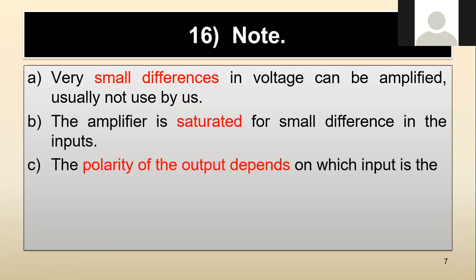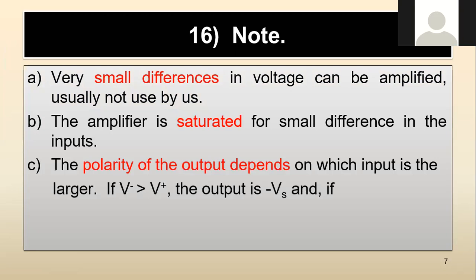And the polarity of the output depends on which input is greater. If the negative, the inverting input is greater than the positive, then it will go straight away, because of the large amplification, to negative supply voltage. If the positive terminal, the non-inverting terminal voltage, is greater than the inverting voltage, then it will straight away go to positive Vs.